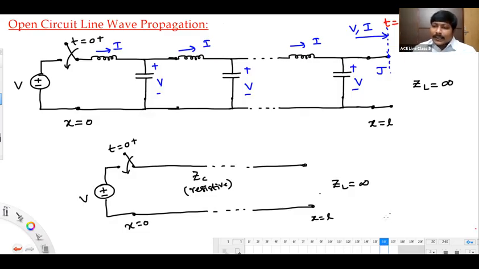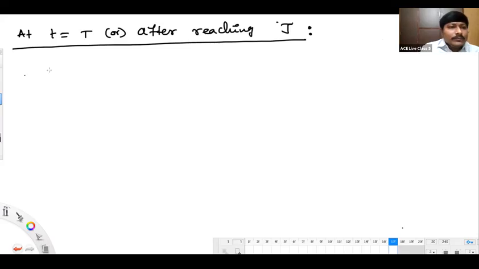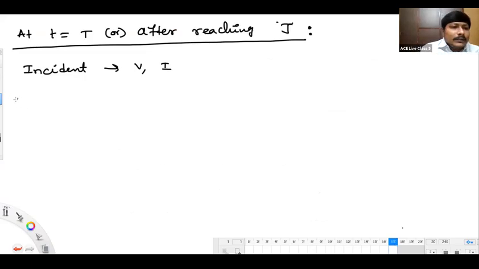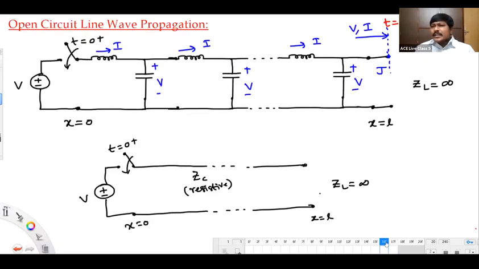Incident voltage and current are V comma I, there is no doubt about it. But what we are facing at this junction J is an open circuit, as ZL equals infinity. What do you know generally in the open circuit, is it voltage or current?